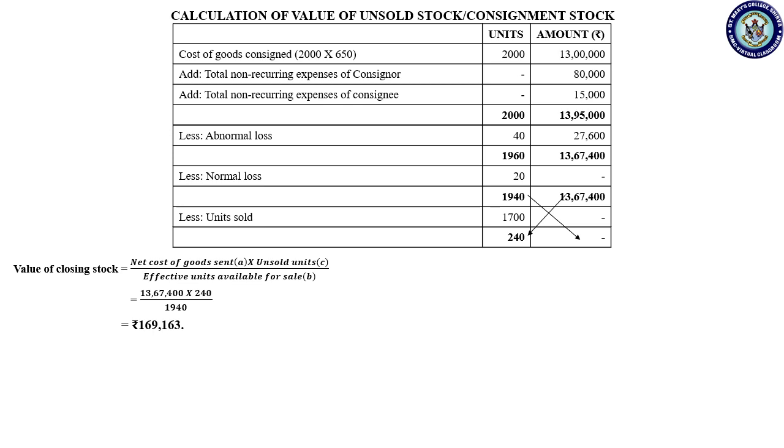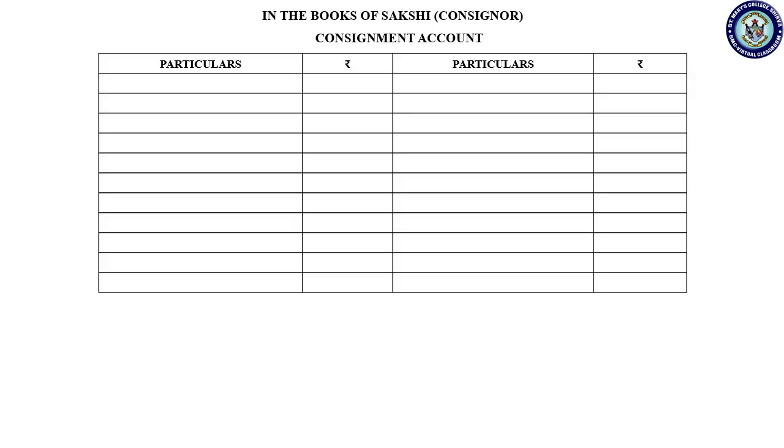Okay, so next you draw the lines for the ledger account. Draw the lines in the books of Sakshi, that is the consignor. In the books of Sakshi, Sakshi is the consignor. So first you have to open the consignment account.